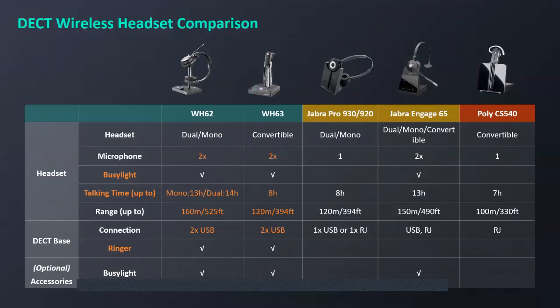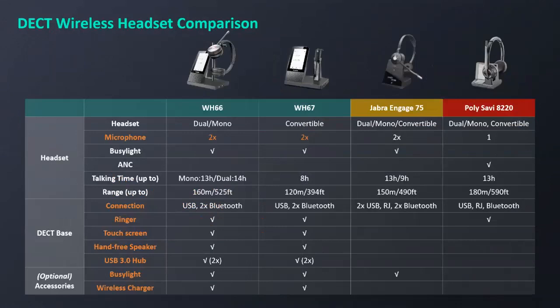Yeah. And there is a comparison table between Yealink DECT headsets and other popular series. The Yealink basic headsets like WH32 and WH33 have two microphones and bring clearer voice to customers. So we are better on talk time and pickup range as well. For the premium DECT headset comparison, the highlights are the hands-free speakers and also the wireless charger accessories.